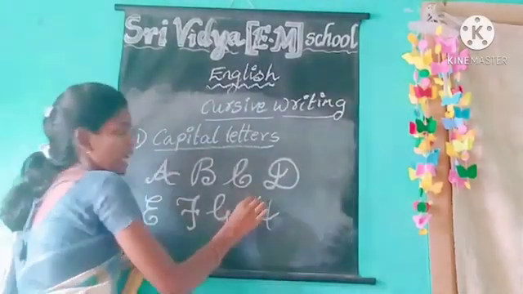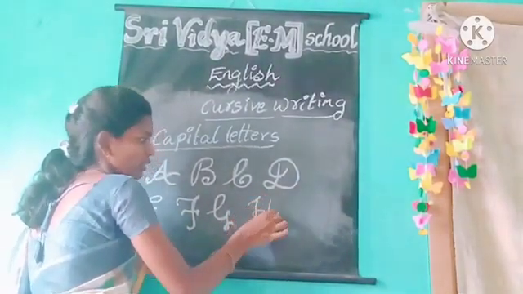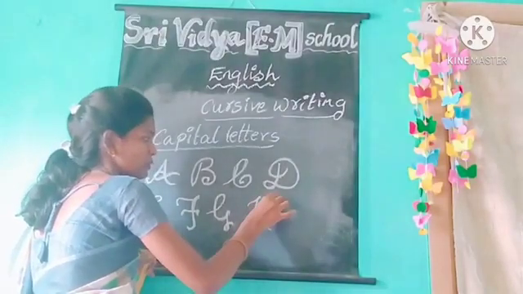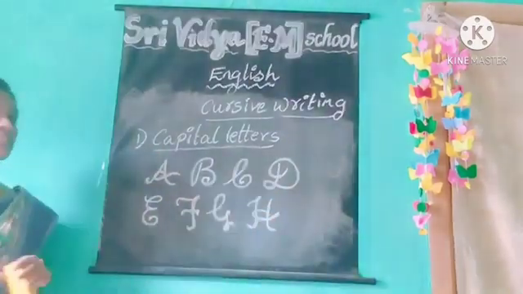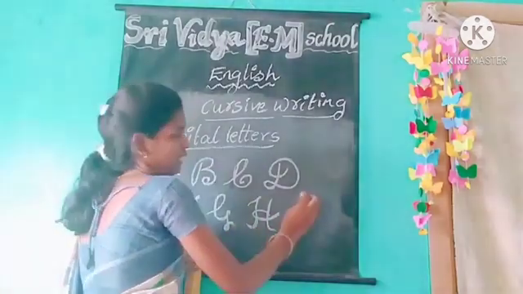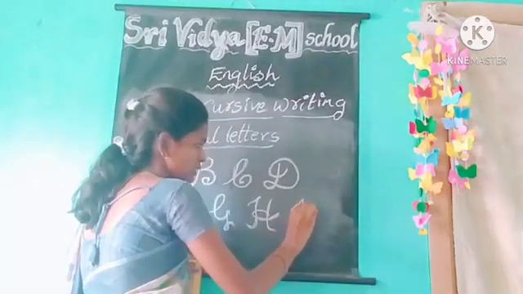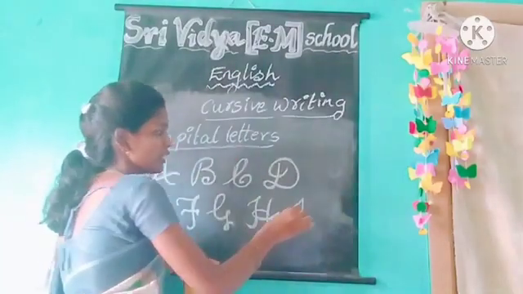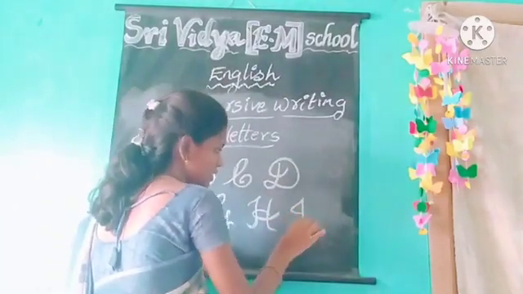After G, the letter is H. How to write the H? In this way. We should write the H in this way. Next. After H, what is the letter? G, H, I. I should be written like this. The capital letter I in cursive writing will be like this.